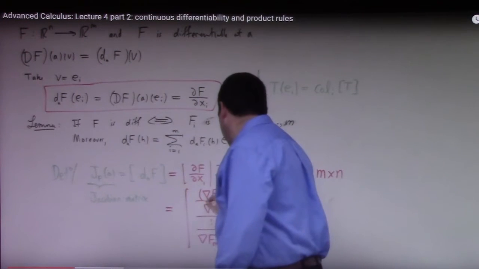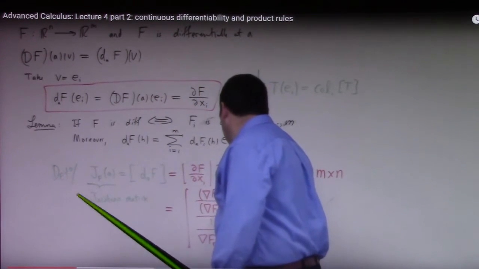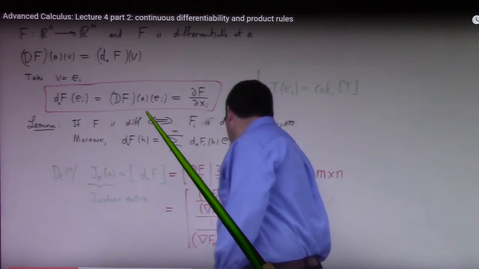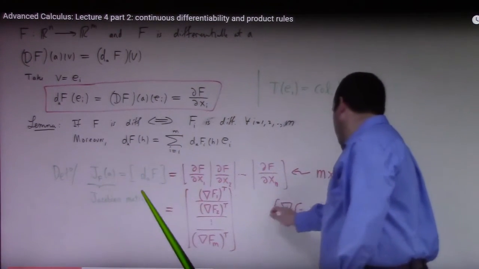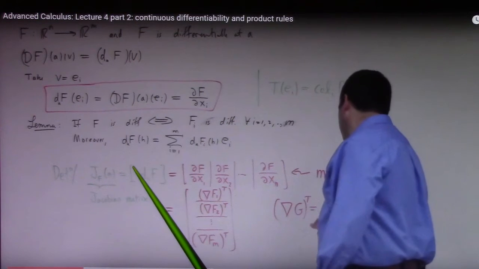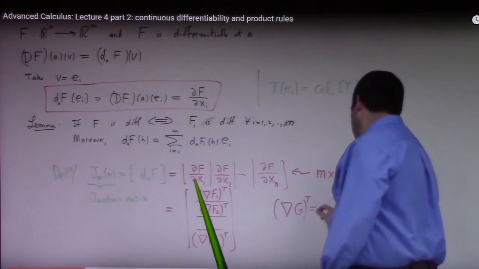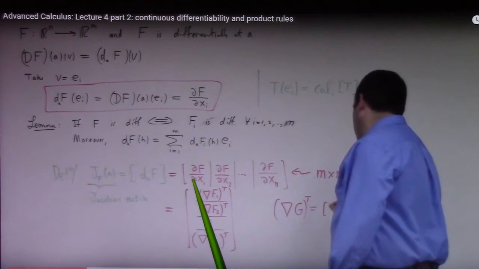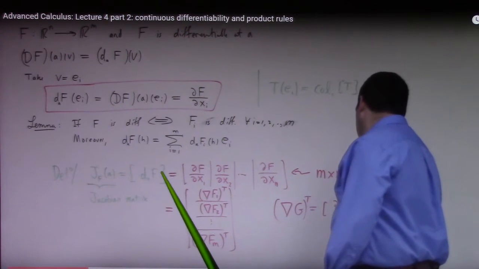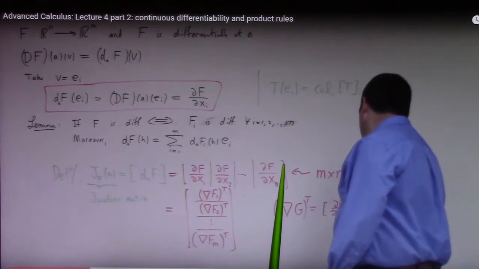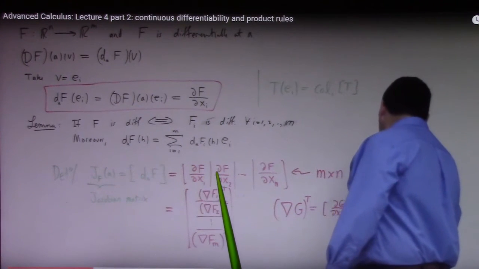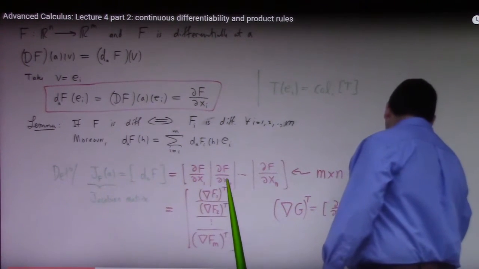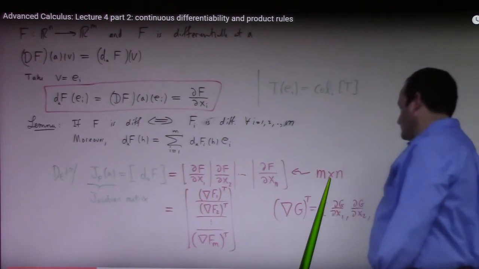Alright, so as I mentioned, the differential is a linear transformation from Rn to Rm in this context, which means that it has a standard matrix. The columns of the standard matrix are just given by the differential acting on e1, e2, e3, up to en, respectively. Those are exactly the partial derivatives with respect to x1, x2, up to xn. This gives us an m by n matrix.